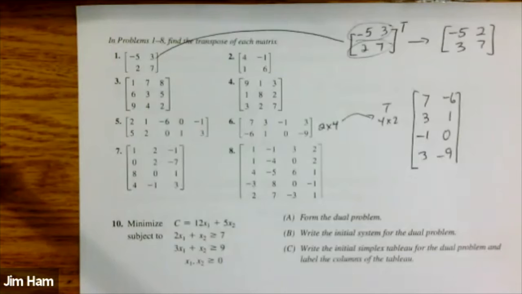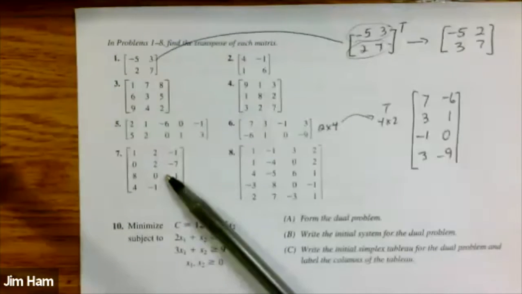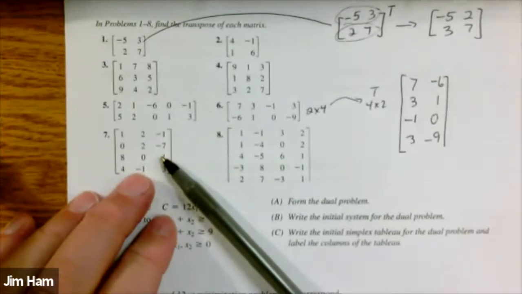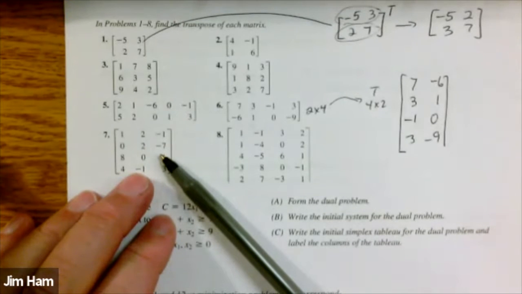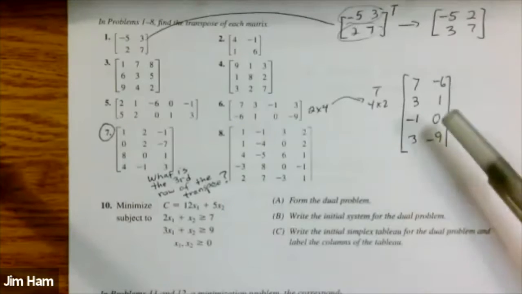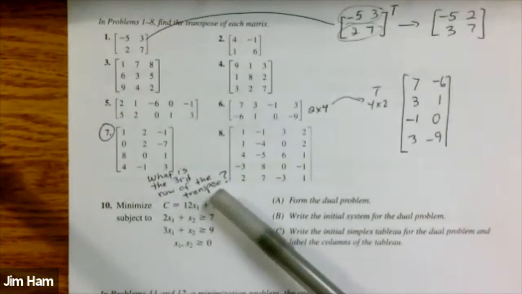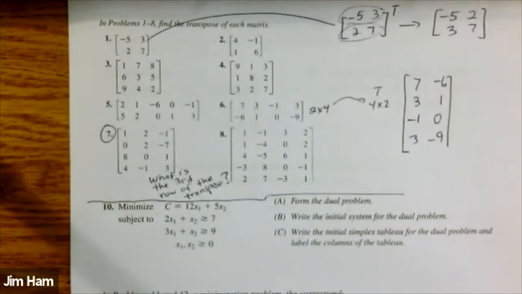Okay, so why don't you try number 7. And write in the chat the third row of your matrix. So write the whole transpose matrix from number 7. And then just in the chat, so I know that you're picking this up, write the third row of the transpose matrix. If you don't know, just throw a question mark in there.